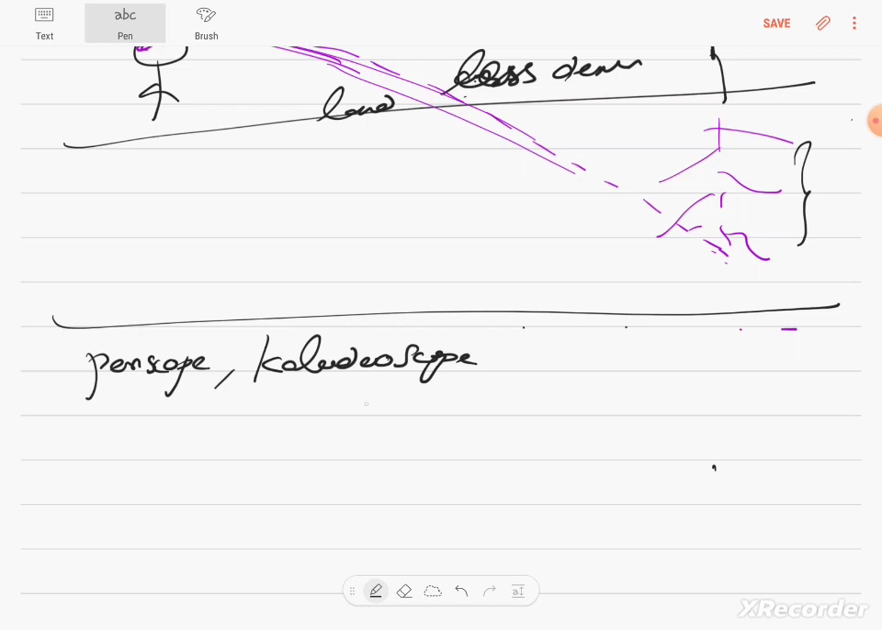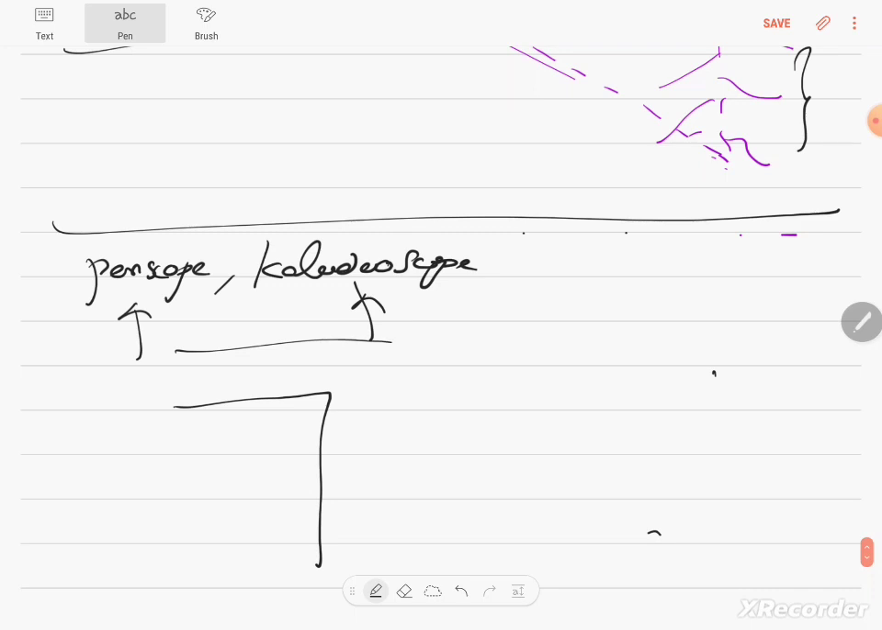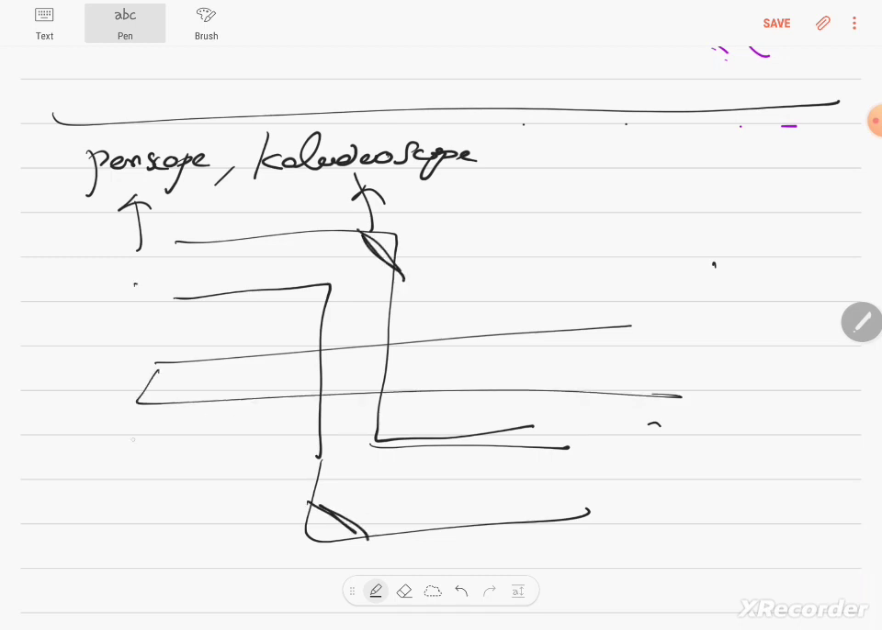That's called kaleidoscope, and this is periscope, which is used in submarines. In submarines you will have something like this. The submarines will be under the sea, so here there will be a mirror, and here there will be a mirror. So this is outside, the sea, all of this is full sea.